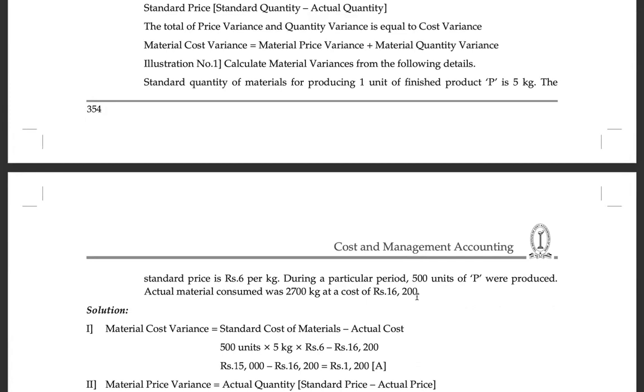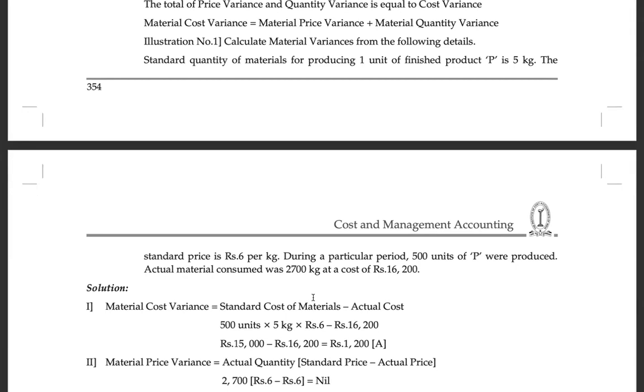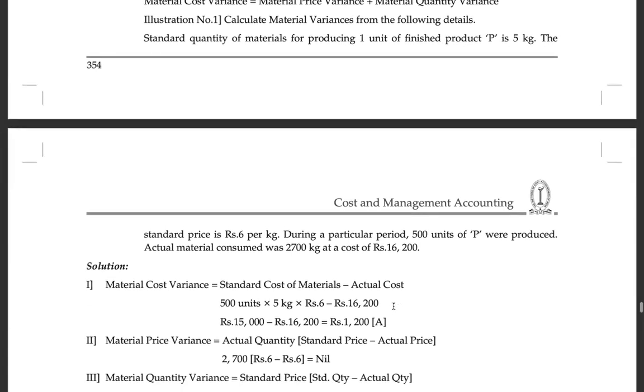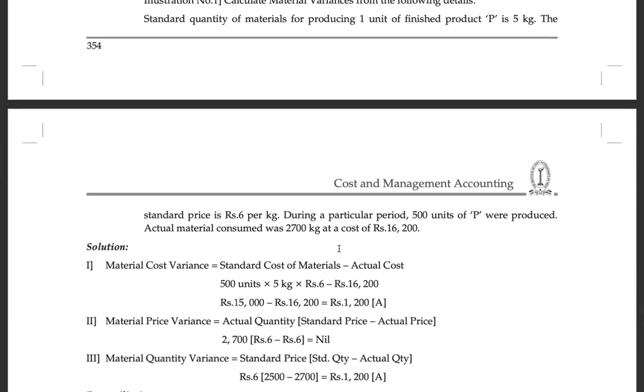It's a bit confusing, but let me say not difficult. What's the formula for material cost variance? Material cost variance is equal to standard cost of the materials minus actual cost of the materials. Okay, we'll come back to this. First, we'll calculate material price variance.